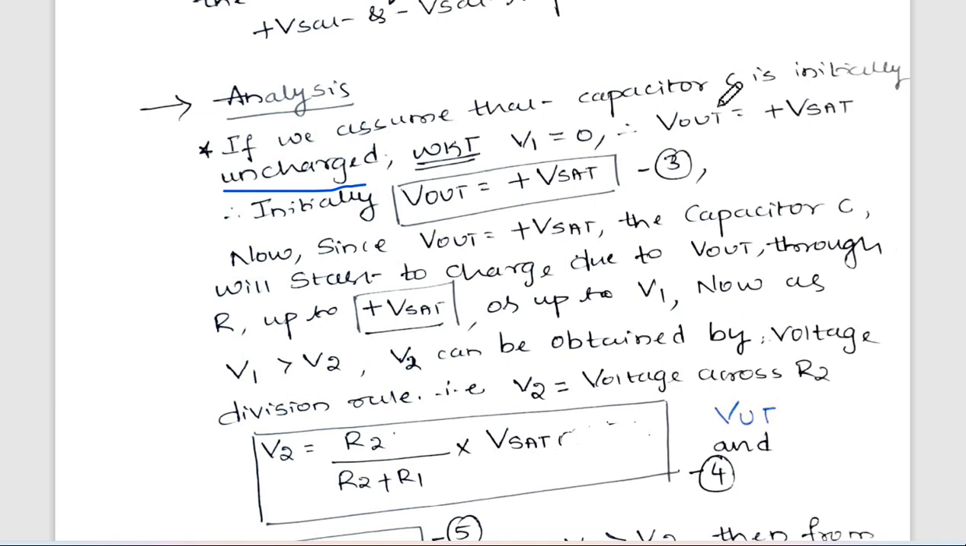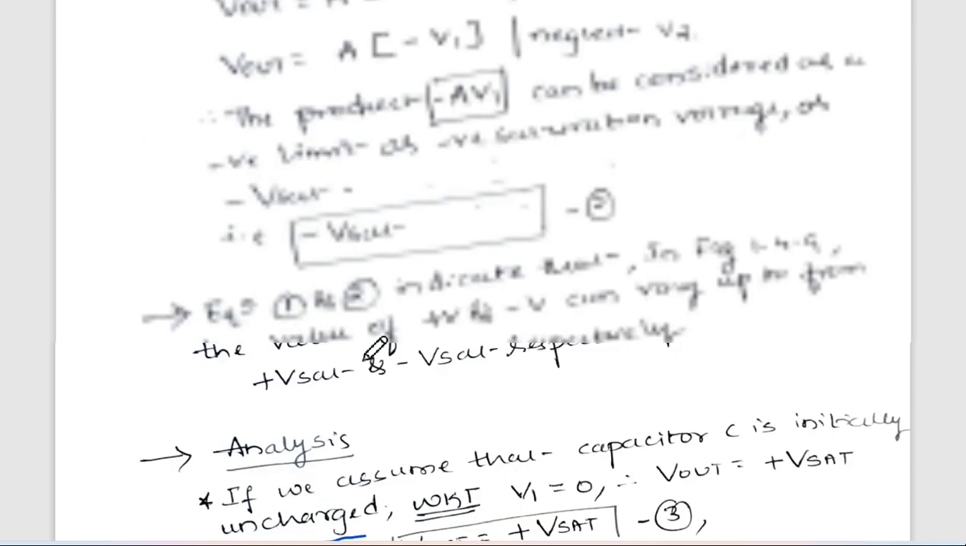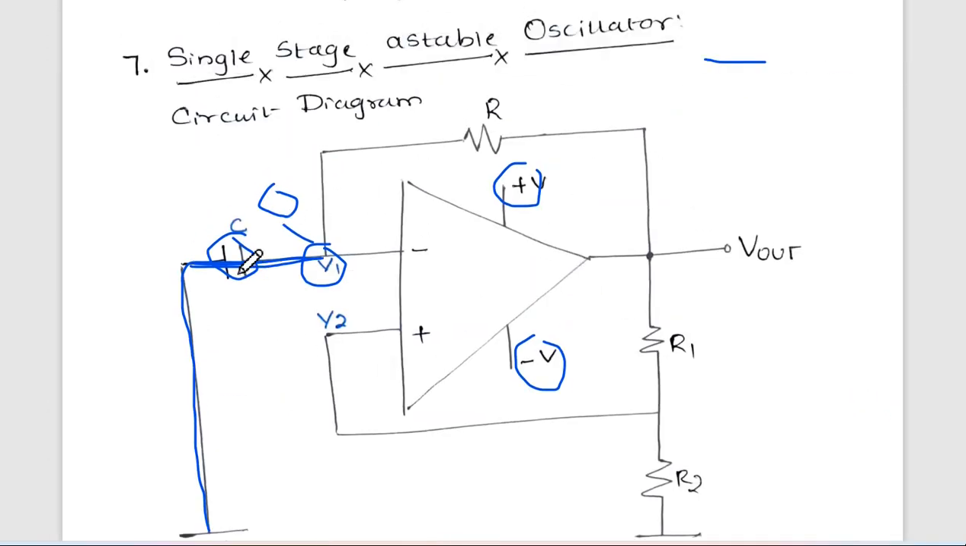Why is it 0? Because the capacitor is uncharged. So if it is uncharged, that means it will directly make V1 connected with ground. Okay, so as it's getting connected to ground, now since V out is equal to Vsat, the capacitor C will start to charge. So that means what? Now physically it is connected, but as the output feedback, if it is a positive value, it will flow through ground only.